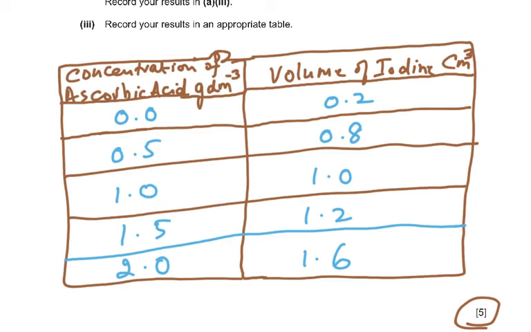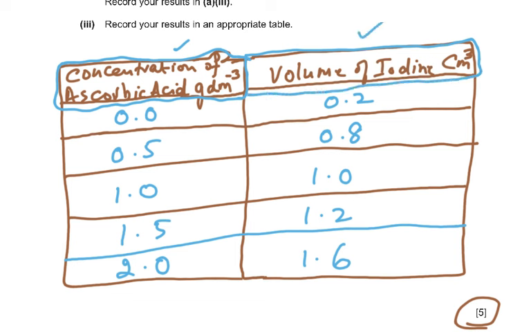Now you can see here how I have made the table. Now what are the 5 marks for? The first mark is the heading. If you wrote this heading, concentration of ascorbic acid in g dm^-3, you got 1 mark. You don't do anything, you get 1 mark for this heading. Then you wrote volume of iodine in cm^3. You wrote the units in the heading, you got 1 mark for this. So 2 marks you got without doing anything, if you just wrote that and you made the table.